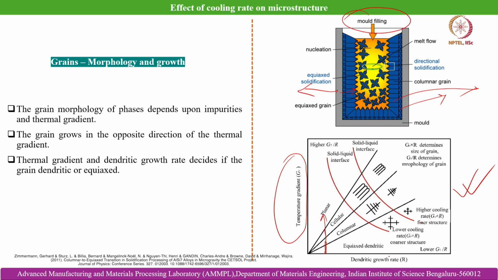In case of a lower cooling rate, we see this kind of microstructure, that means coarser cellular structure and coarser columnar and equiaxed dendritic structure. However, with a higher cooling rate we see much finer columnar primary structure, in both columnar dendritic and equiaxed dendritic structures. G times R, the product of temperature gradient and dendrite growth rate, determines the size of the grain, whereas G by R, the temperature gradient divided by the dendrite growth rate, determines the morphology of the grain. This is how the size and morphology of the grain are determined.